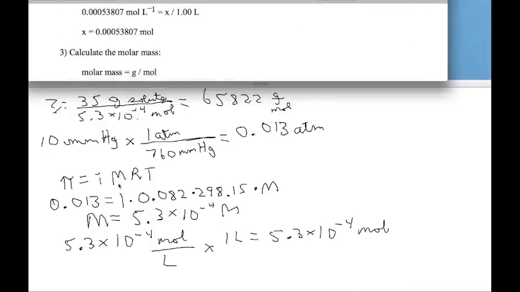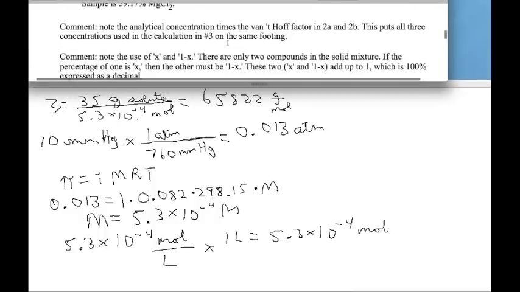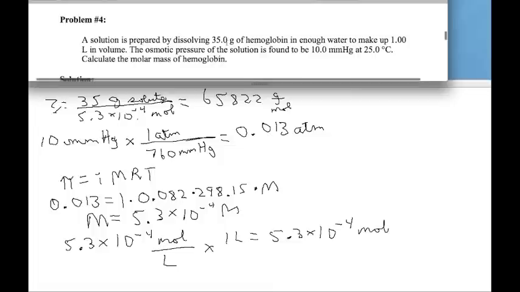And how did you know that i was 1? Because hemoglobin doesn't break up. That's right. How do you know that? Well, hemoglobin is a biological organic compound, covalently bonded, so we wouldn't expect it to break up.